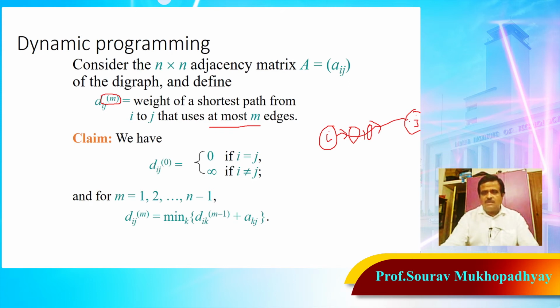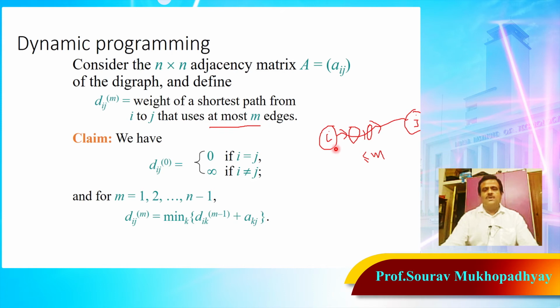So then we count the number of edges. The number of edges must be less than or equal to m. Among those paths, whichever is the shortest path, the weight of that shortest path is basically d_ij^(m). That is the notation. Is this clear? So the notation is very straightforward.